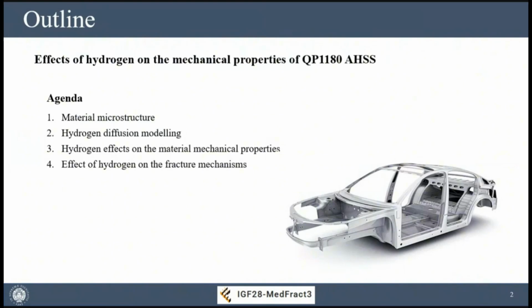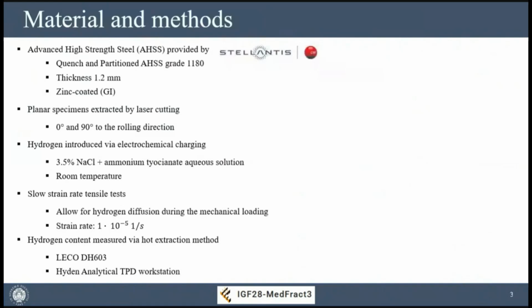And in this presentation, we'll see the microstructure of the as-received material. We can see how we can model the hydrogen diffusion in our material, and so understand what properties can be used for modeling the hydrogen diffusion. We'll see through experimental tests what the effects of hydrogen intake are on the mechanical properties of this material, and also the effect of hydrogen on the fracture mechanism of the broken specimens that we obtained.